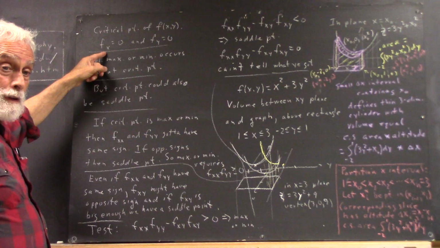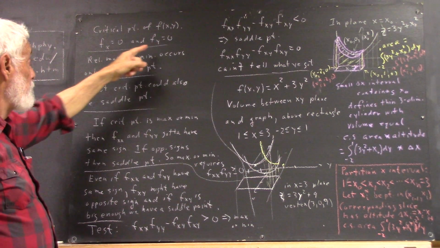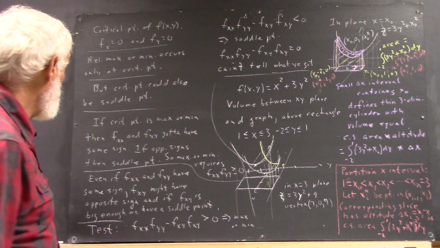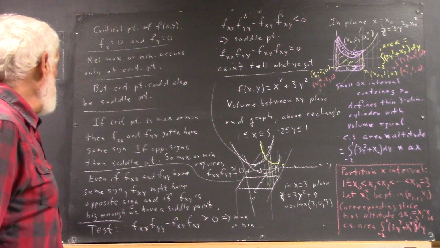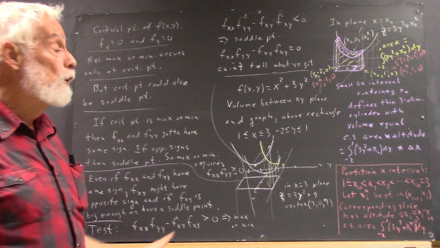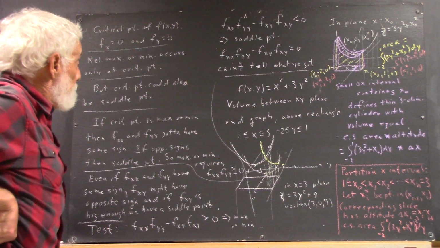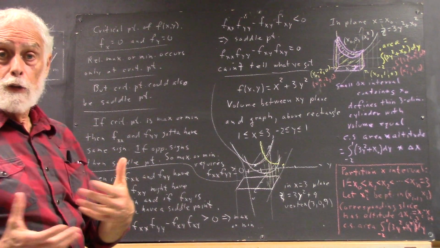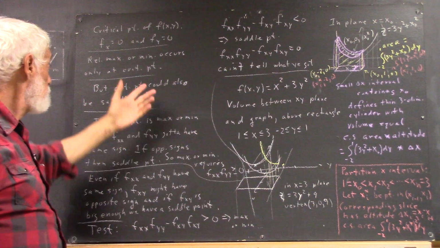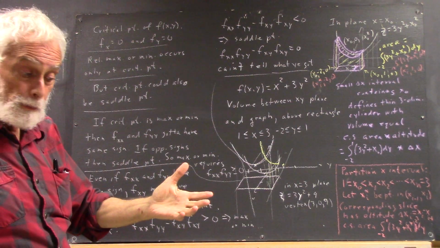f_x is essentially the slope as you move in the x direction. f_y is essentially the slope, or the rate of change, as you move in the y direction from that point. Okay, well, the only way a relative maximum or relative minimum can occur would be at a critical point. However, that doesn't ensure that a critical point where f_x and f_y are both 0 is going to be a relative max or min, because you also know that you can have a saddle point.